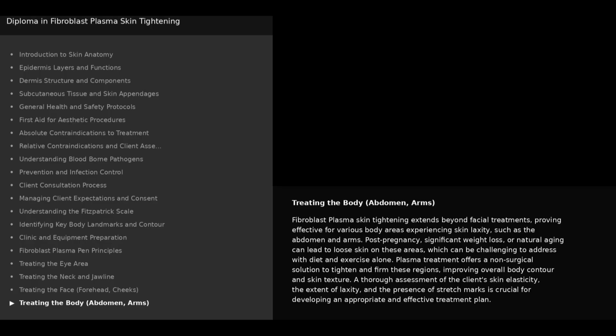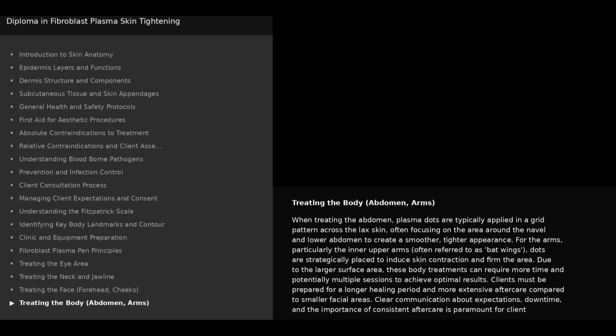A thorough assessment of the client's skin elasticity, the extent of laxity, and the presence of stretch marks is crucial for developing an appropriate and effective treatment plan. When treating the abdomen, plasma dots are typically applied in a grid pattern across the lax skin, often focusing on the area around the navel and lower abdomen to create a smoother, tighter appearance. For the arms, particularly the inner upper arms, often referred to as bat wings, dots are strategically placed to induce skin contraction and firm the area.